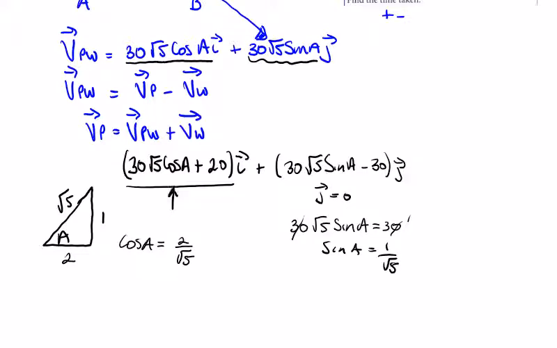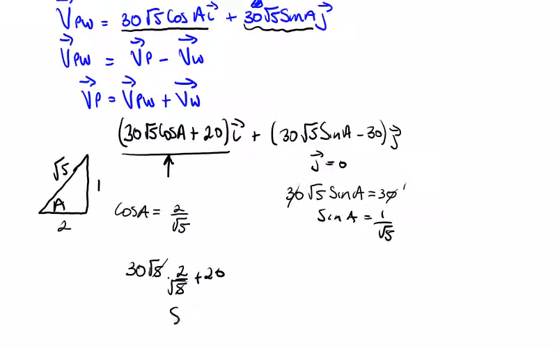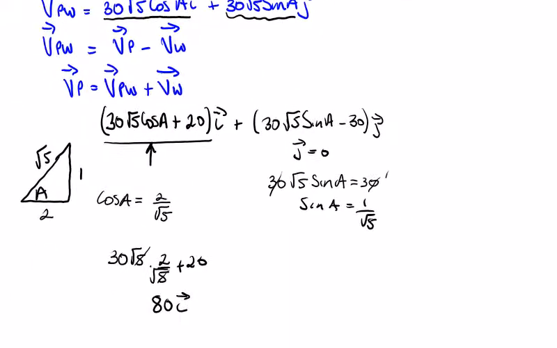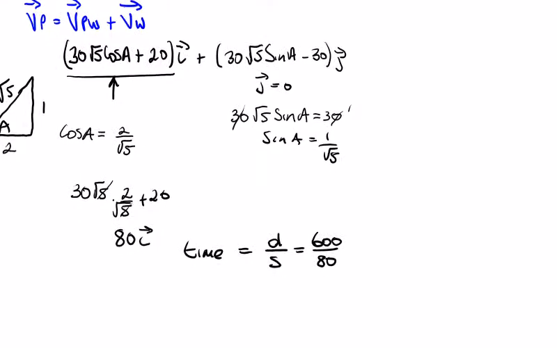So now I can get my I component, 30√5 by 2 over √5 plus 20 is going to give me 30 by 2, 60 plus 20, which is 80 in the I direction. So if my distance is, what is my distance? 600. I'm looking at the time taken. Time is equal to that distance over my speed, which is going to be my 600 over my 80. So 7 eighths are 560. So that looks like 7 hours 30 minutes, 7.5 hours to get there.